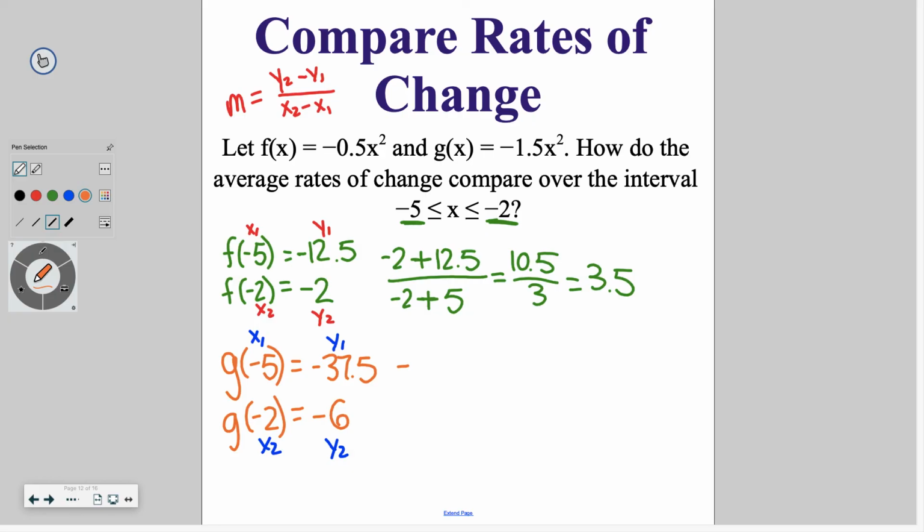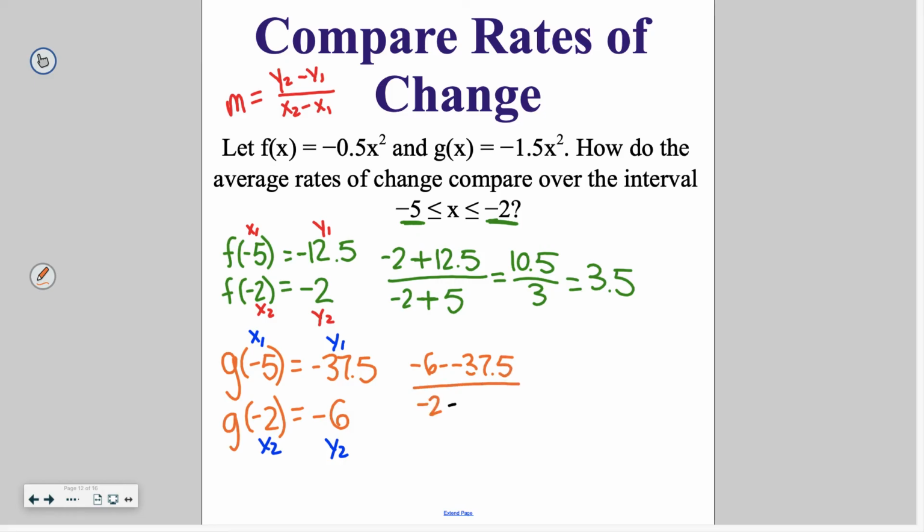y2, which is -6, minus y1, which is -37.5, over our x2 minus x1, which is going to be, again, -2 minus -5. Again, that's going to turn into a positive because we're subtracting negatives, which is going to give me 31.5 over 3. When I do that division, I get 10.5.